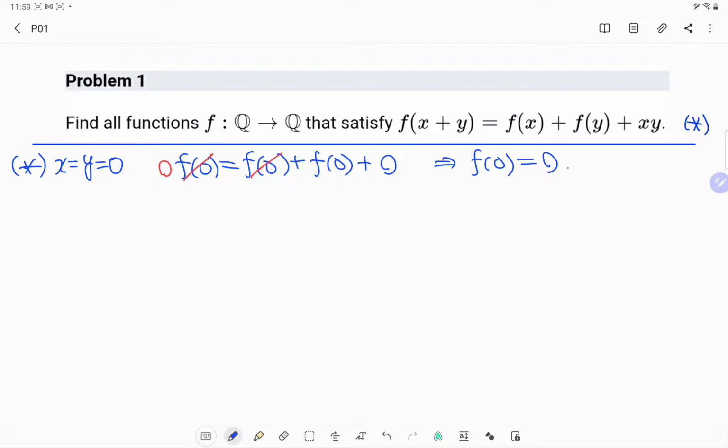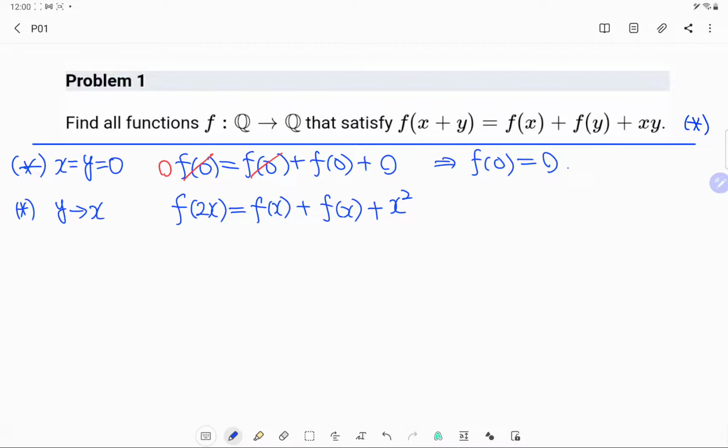So for the next step, we can try to substitute y into x in the original equation. So in this case, for the left hand side, we have f of x plus x, which is f of 2x, equals f of x plus f of y changed into x, so f of x plus x times x, which is x squared. Actually, you can simplify the right hand side into 2 times f of x plus x squared, but for this case, we don't really need to.